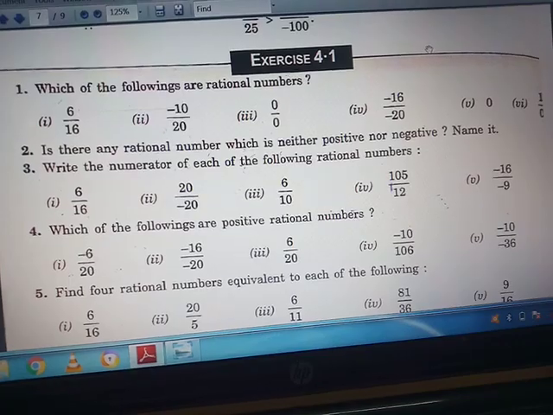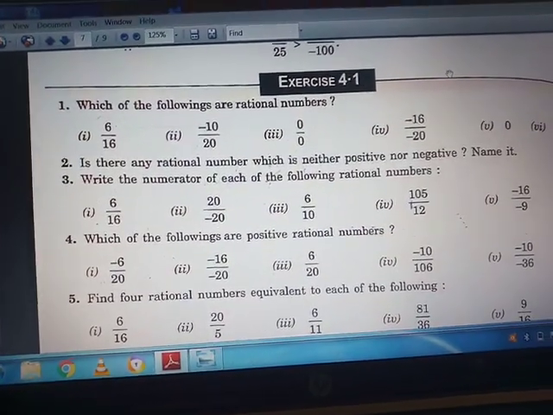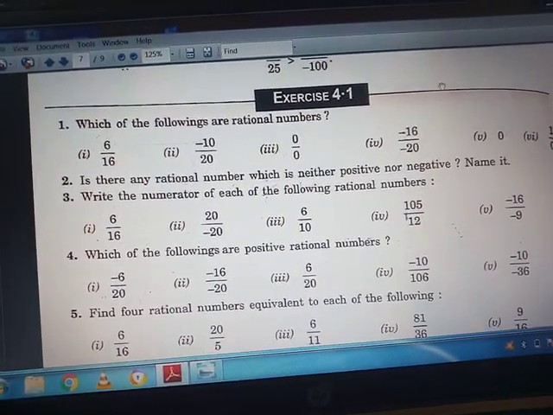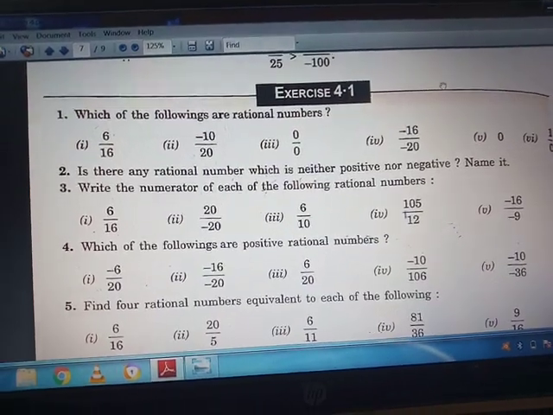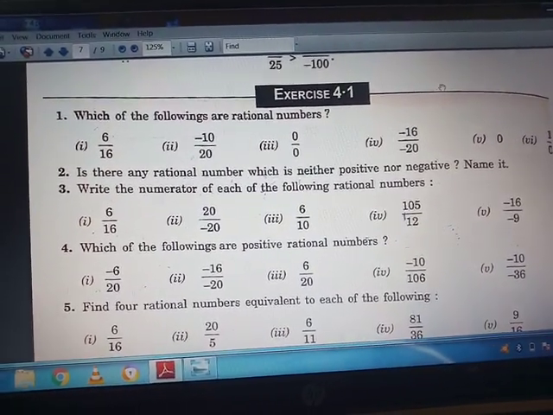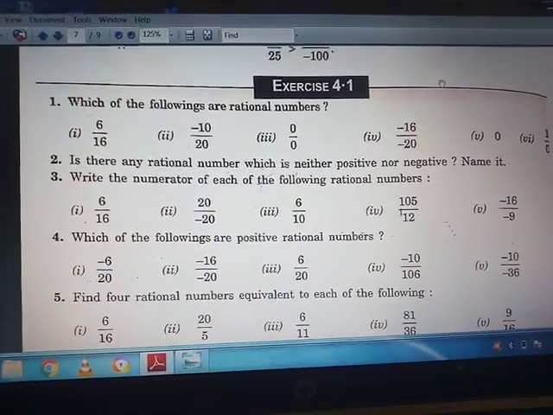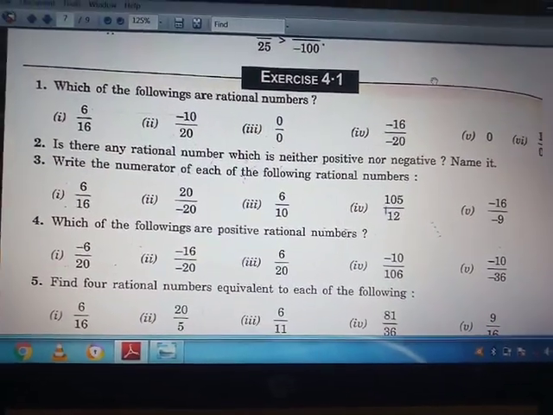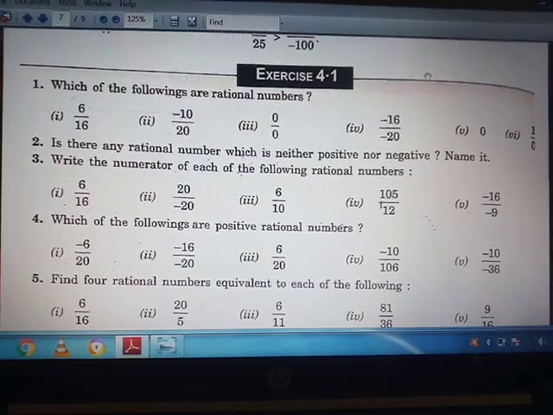If it is 0 by 0, the resultant value will be 0 itself. Okay, so this will be considered as an irrational number because it is 0 only. Okay, next one is minus 16 by minus 20.